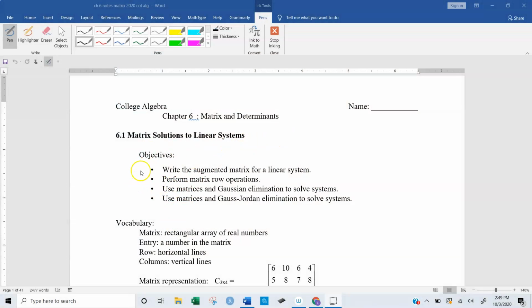Okay, we're going to talk about augmented matrices. We're going to perform operations with matrices. We're going to do a Gauss-Jordan and a Gauss elimination. Gauss-Jordan is the main one we're going to use. The Gaussian is just how we get there.